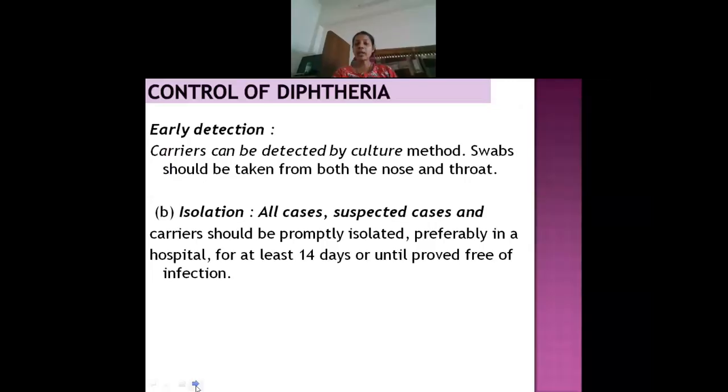Now, most of the time, control of diphtheria is done by detecting diphtheria. For detecting diphtheria, swabs can be taken from the nose as well as the throat. Once you have detected that the person is infected, you may have to isolate the person for at least 14 days.